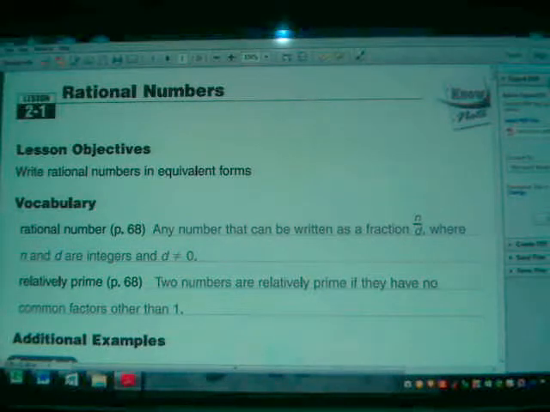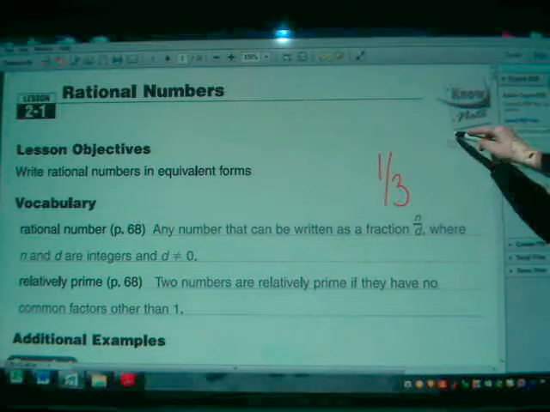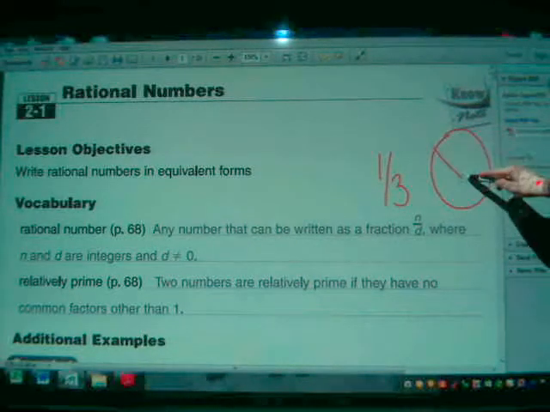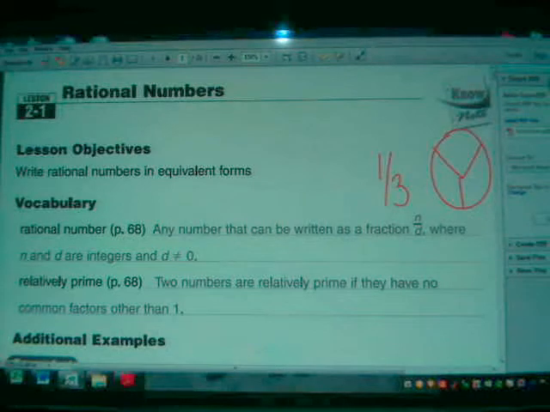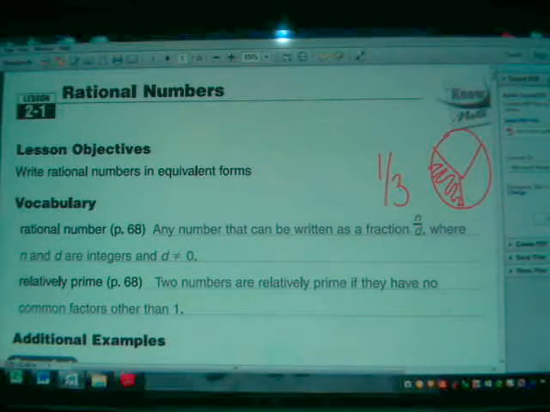Notice they're saying there d cannot be equal to 0. Think about that. Think about what a fraction represents. If we go back to our basic understanding of fractions from elementary school, something like 1/3. Let's say I have a pie and I have 3 pieces of that pie. Well, the fraction 1/3 would imply that I've eaten one of those 3 pieces of pie.